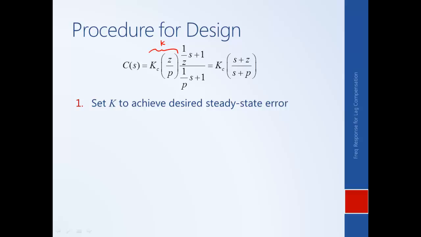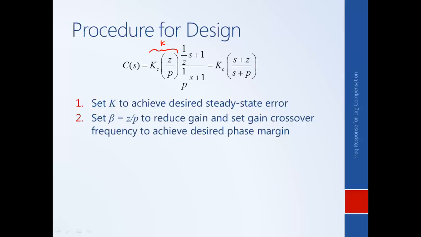And so in effect, K is what increases the DC gain. That's how much we want to increase the DC gain by, where some of that increase will come from a simple gain, Kc, and some of it will come from the ratio of the zero and the pole. Once we've set the desired magnitude at low frequencies, we'll then go ahead and reduce the magnitude at higher frequencies with this ratio of Z to P. So the bigger that ratio, the bigger the reduction in magnitude at higher frequencies.